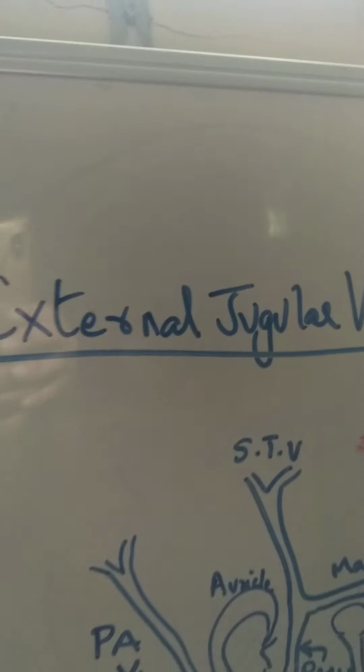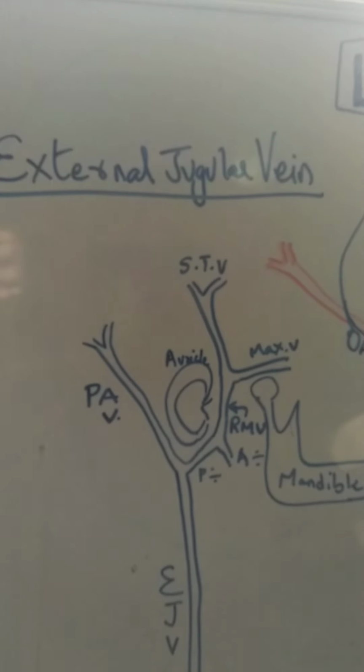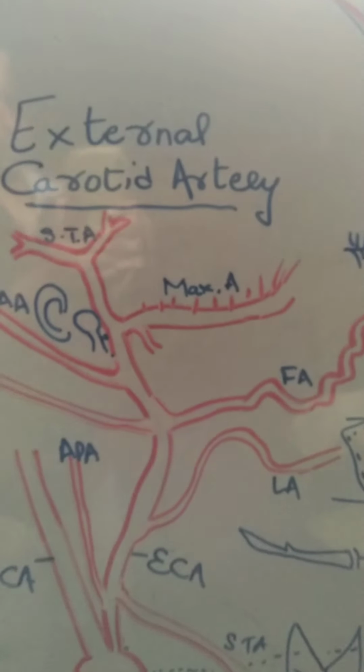Today's interesting topic is external jugular vein. So before going to the external jugular vein, you just have to know briefly about external carotid artery.